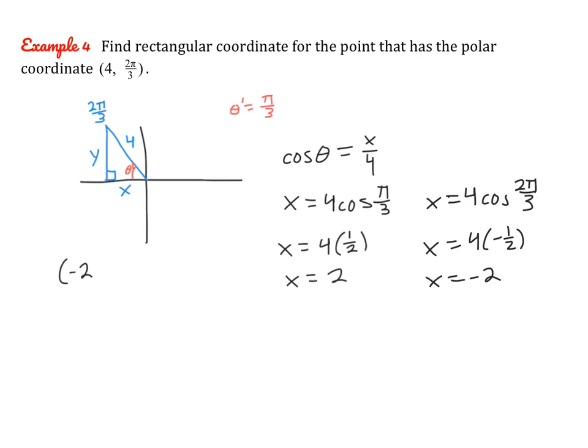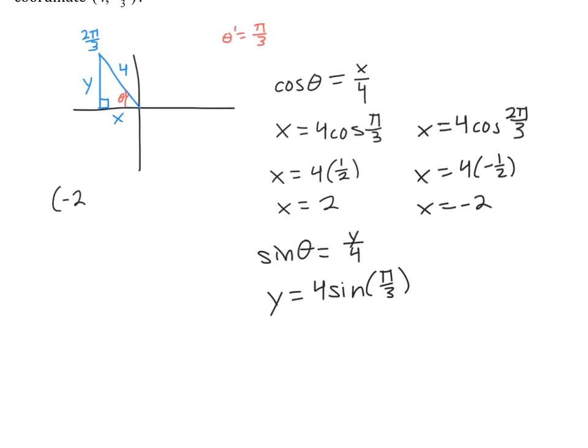So then to find y, I see that we can create a sine ratio. So again, sine of our angle equals y over 4, opposite over hypotenuse. And then we can solve for y. So y equals 4 times the sine of our angle, which is pi over 3. So y equals 4 times root 3 over 2. So that means that y equals 2 root 3.